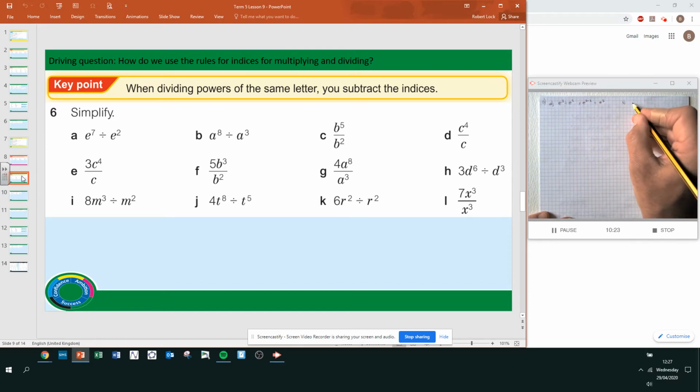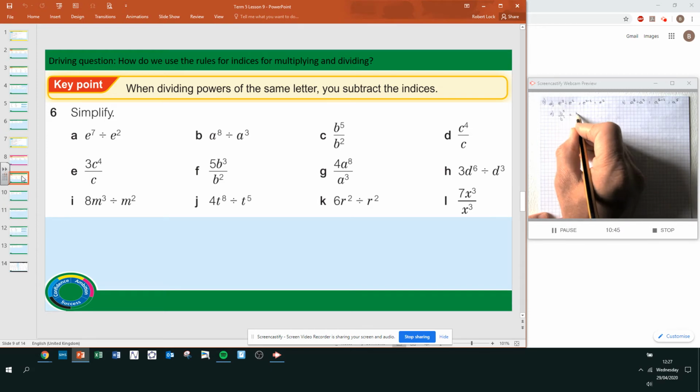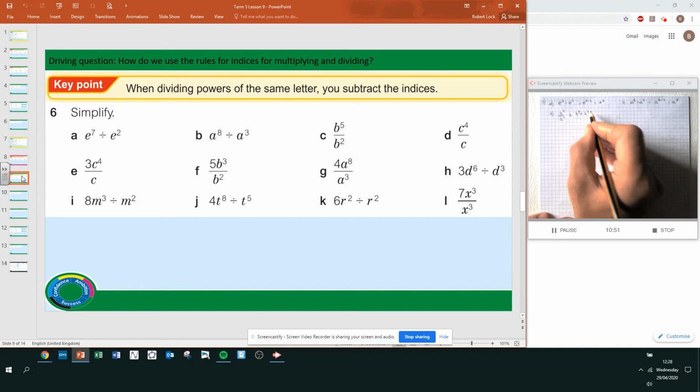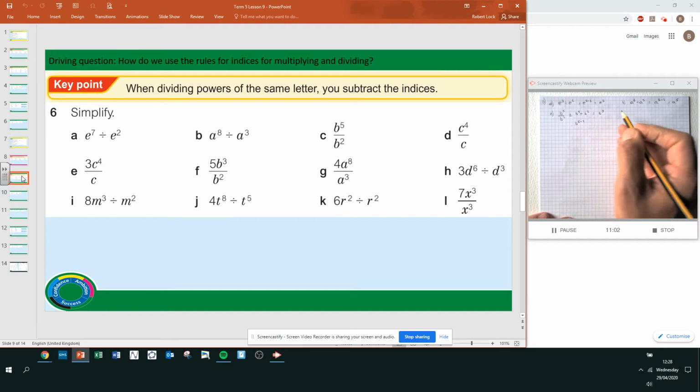B. a to the power 8 divided by a to the power 3. 8 take away 3 is a to the power 5. C. b to the power 5 over b to the power 2, which is the same as b to the power 5 divided by b to the power 2. So we know what to do here. b to the power 5 minus 2 equals b to the power 3.